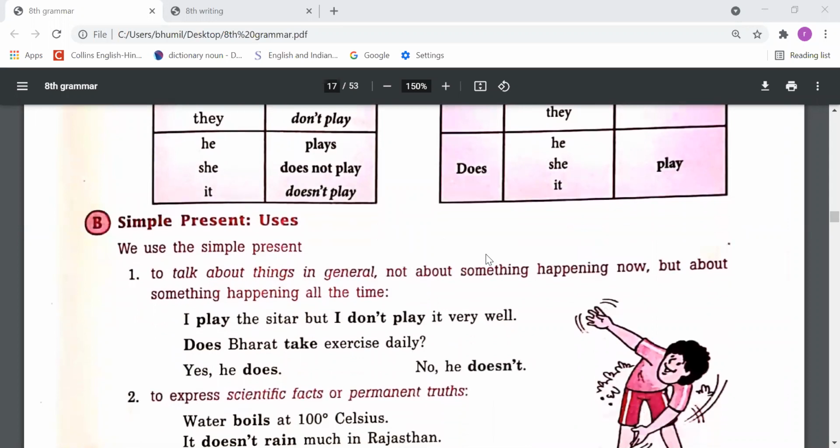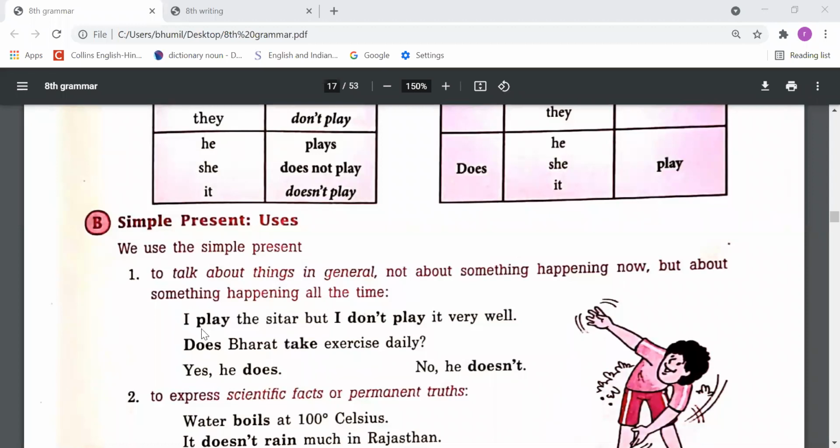Now let's understand how to use simple present tense. We use simple present to talk about things in general, not about something happening now, but about something happening all the time. So when we talk about actions which generally happen, for them we should use simple present tense, right? We should not use this tense for an action which is happening at present.